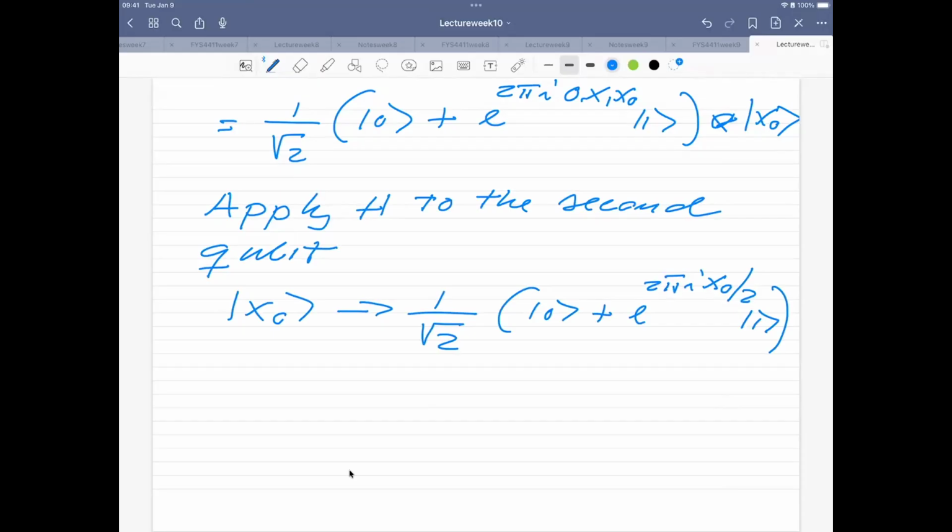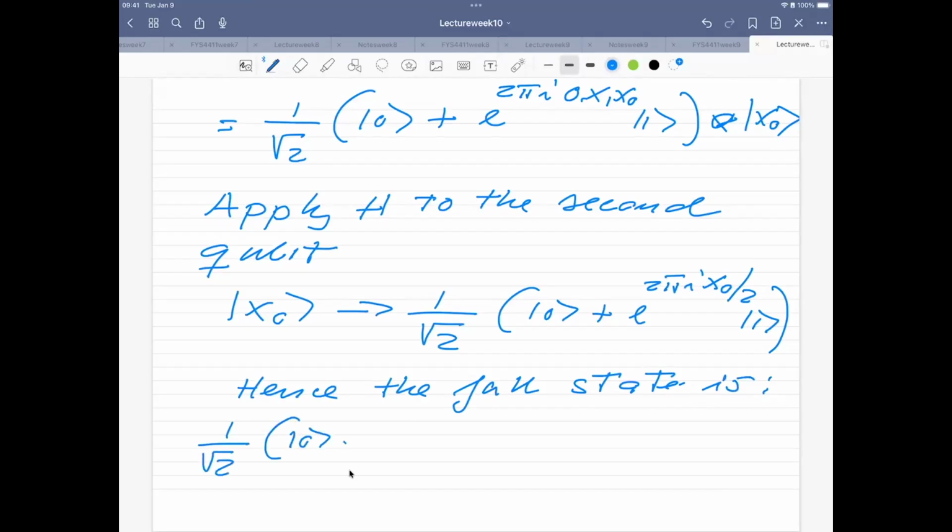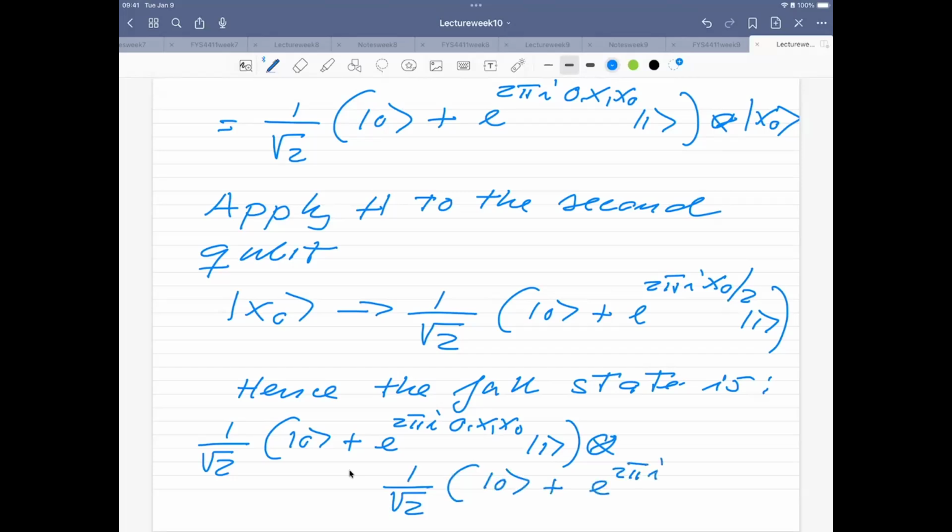So what happens then is that in total, hence the full state, when I take the tensor product, the full state becomes 1 over square root of 2, and then I have 0 plus e of 2 pi I, 0.x1 x0 multiplied with 1, tensor product with 1 over square root of 2, and then I have 0 plus e of 2 pi I, 0.x0 with 1. So what we have, let me single this out now.